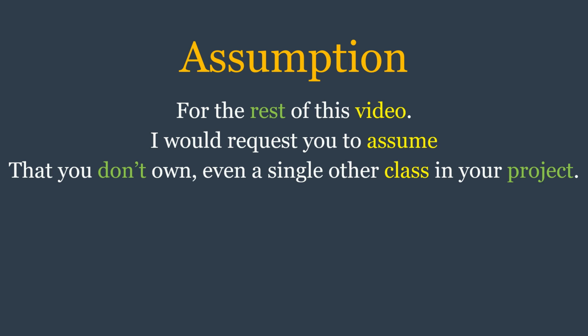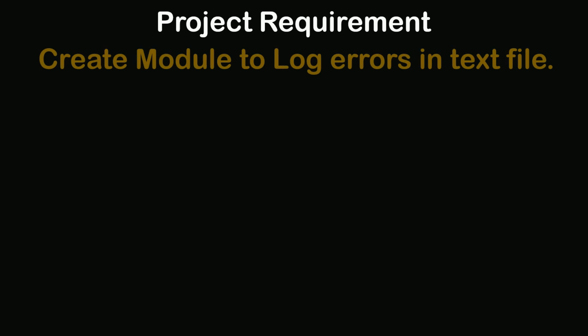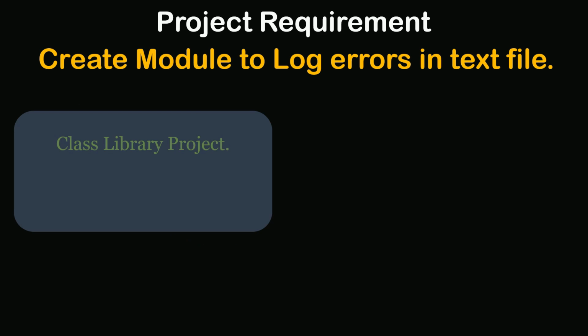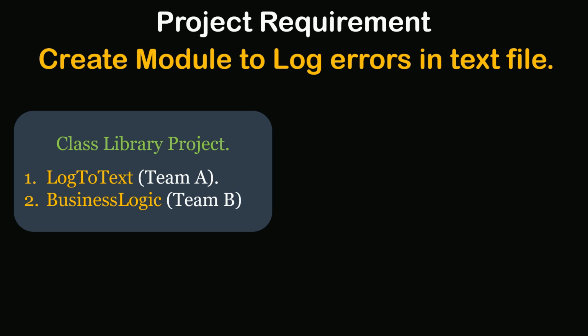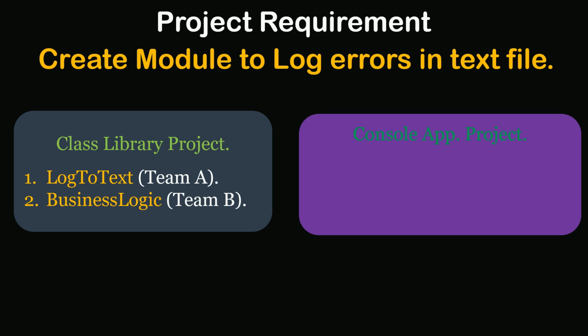On that note, let's suppose we have a project requirement: create a module to log errors in a text file. To achieve this, we will first create a class library project, and the first class of this project will be LogToText, and this will be managed by team A. The second class will be the business logic class, and suppose this will be managed by team B. Then we will create another project, and that project will be a console application project. Again, this will be a dummy client who will use our organization's project or services.